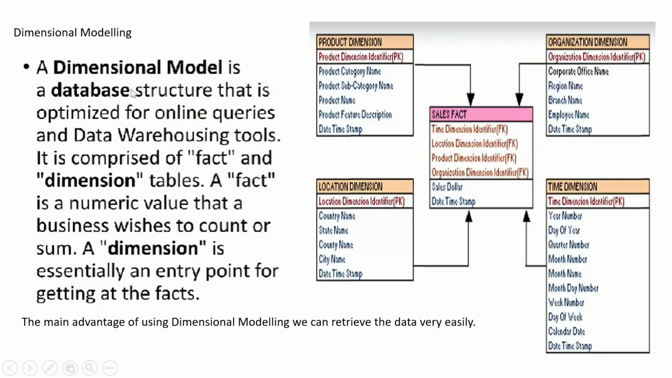Dimensional modeling is a database structure that is optimized for online queries and data warehousing tools. It is comprised of fact and dimension tables. A fact is a numeric value that a business wants to count or sum. The dimension is essentially an entry point for getting the facts. You can observe in the table picture that a fact table is surrounded by dimension tables. A fact is nothing but a measurable quantity. The dimension is the description of those measurable quantities. The main advantage of the dimensional model is that we can retrieve data very easily.